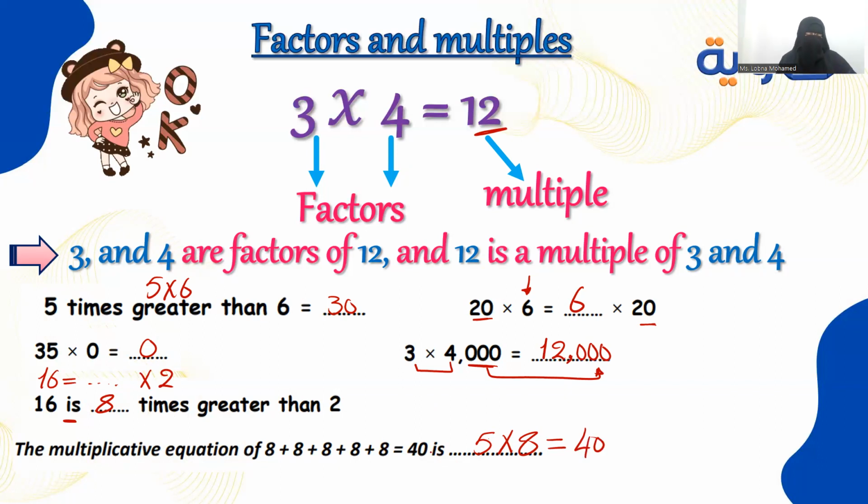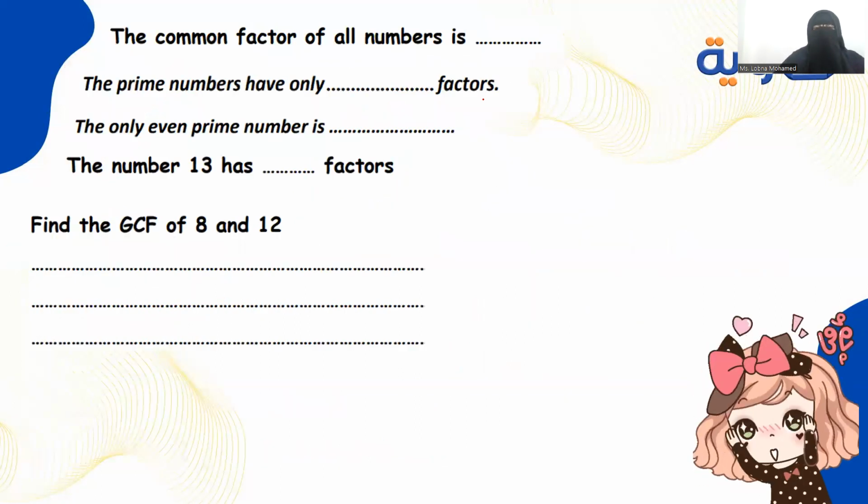Okay. Now let's move to the next question. The common factor of all numbers is, what is the common factor of all numbers? It's 1. And what about the common multiple for all numbers? It's 0. Don't forget this. The prime numbers have only how many factors? Oh, the prime number all the time has only 2 factors. The number itself and 1. Okay. The only even prime number is what?